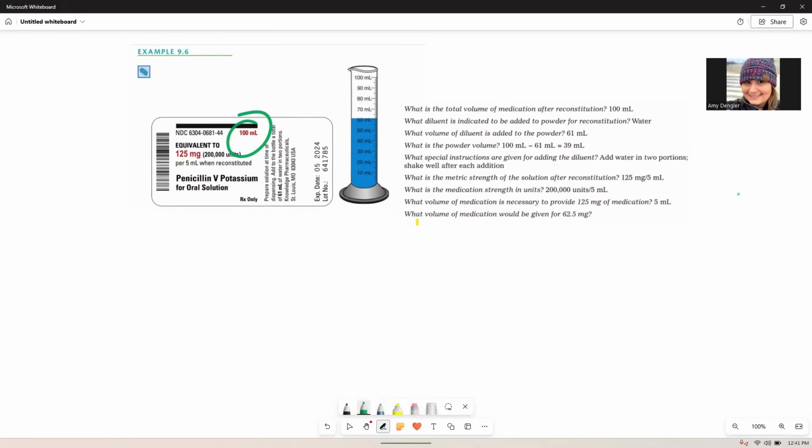What diluent is indicated to be added to powder for reconstitution? Looking at our label, it's telling us we need to add water, which is where they got that from. What volume of diluent is added to the powder? That is going to be that 61 ml. And then what is the powder volume? We take the total volume of 100 ml and subtract the 61 ml of diluent. Using our calculator, we get that the powder volume is 39 ml.